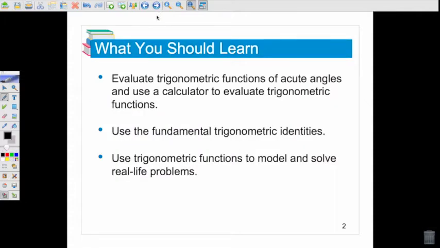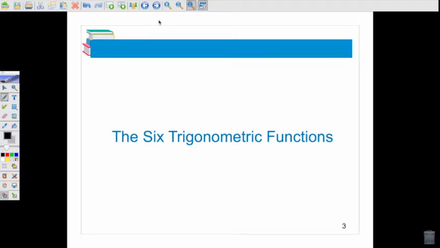Okay, so we're going to be evaluating trig functions of acute angles, and that's within triangles, using fundamental trig identities, which is just a fancy way of talking about what we already know. And then looking at some vocab for application problems that you're going to be doing.